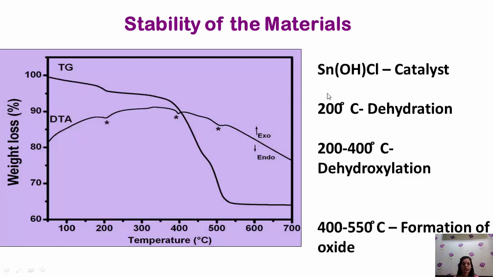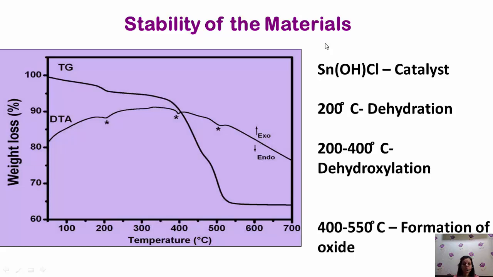This is one of the catalysts we have taken under study, where at 200 degrees Celsius we can say the first dehydration has been obtained. Again, for this particular step, at 400 to 500 degrees a deep step has been observed, where we can see the formation of oxide for this particular material.